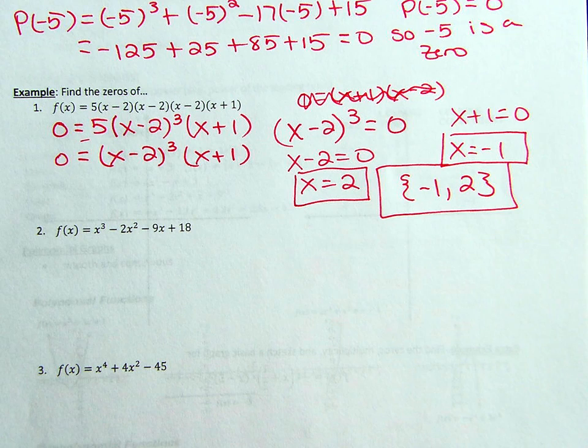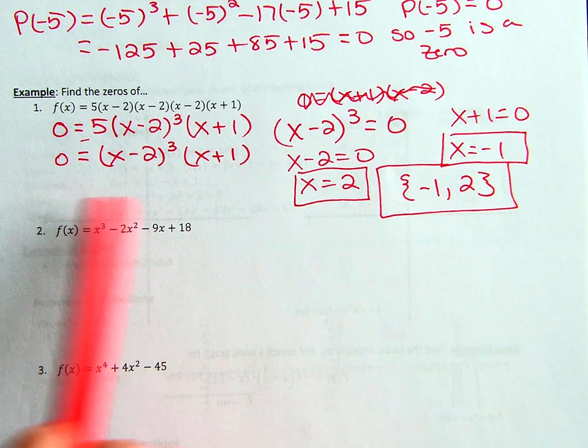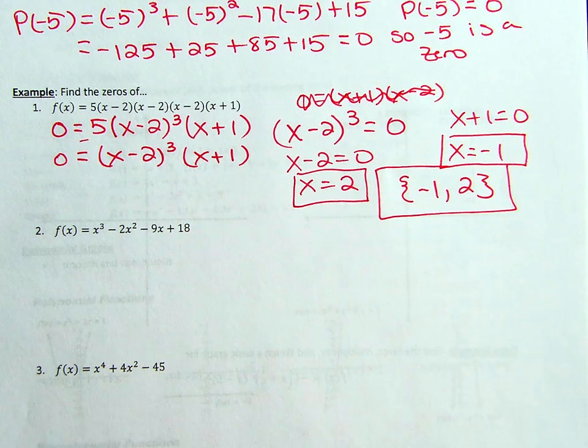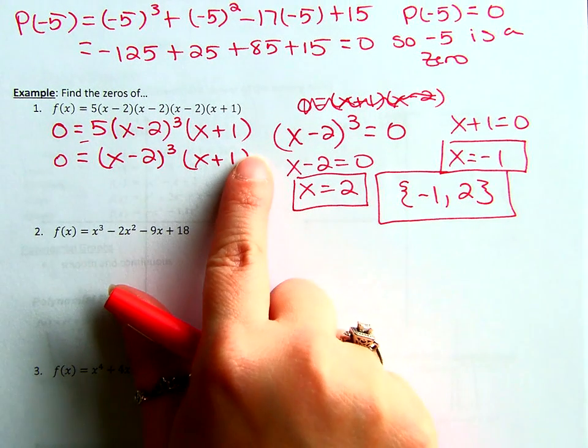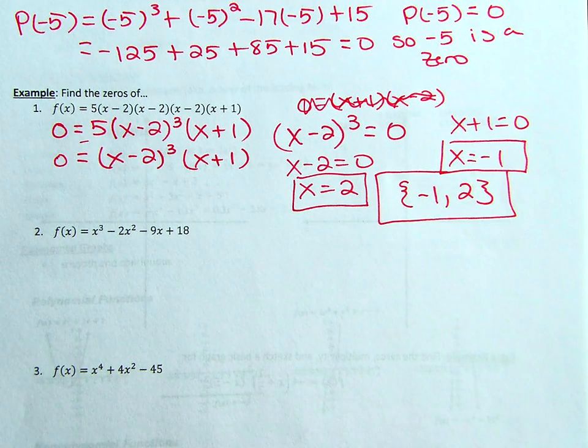One other thing I want you to notice is what was the degree of this polynomial? Yeah, it's a fourth degree polynomial because we have 3 here and then a 1 here. If we multiplied all that together, we'd get x to the fourth. This is a fourth degree polynomial. The way polynomial functions work is that the degree tells you at most how many zeros you're going to get. So if you have a fourth degree polynomial, the maximum number of zeros you can get is 4.